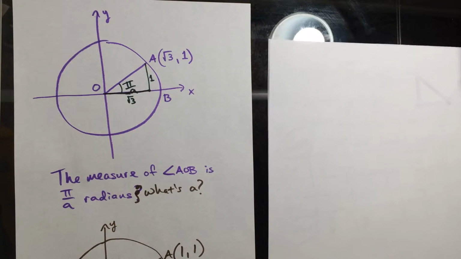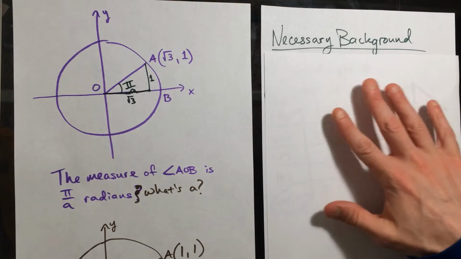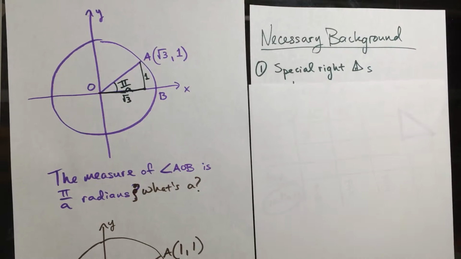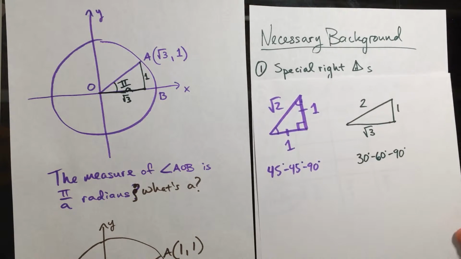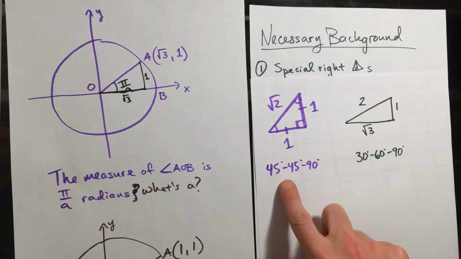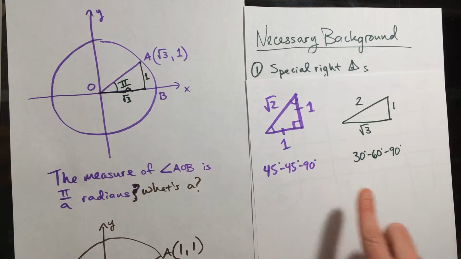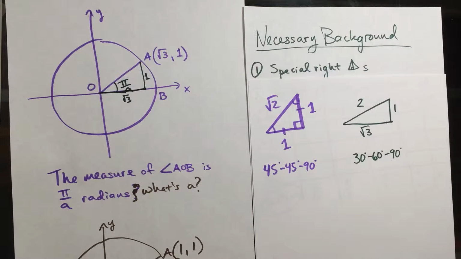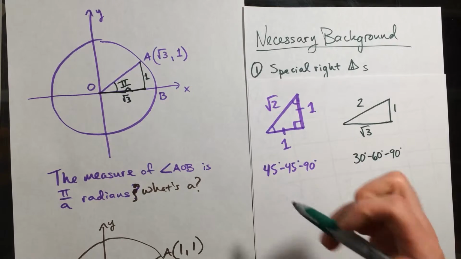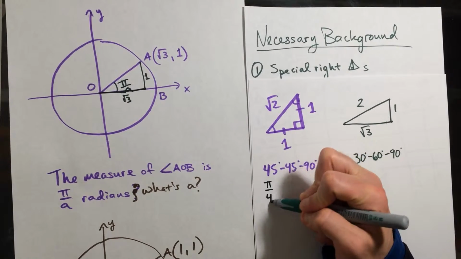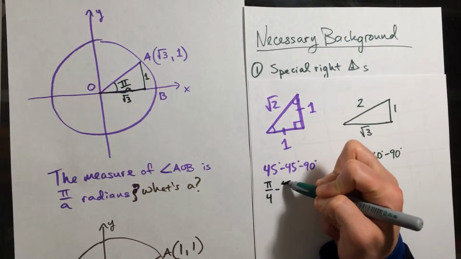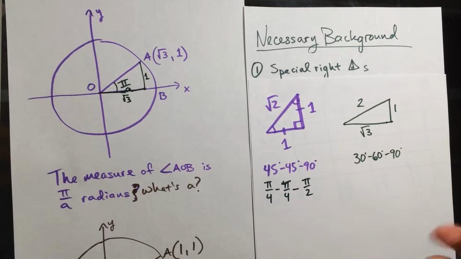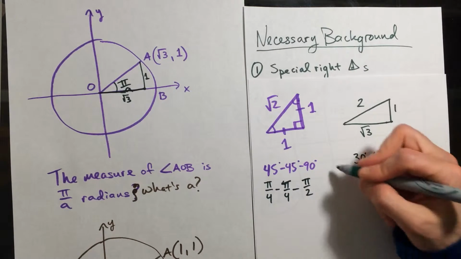So to solve a problem like this on the SAT, we need to know the necessary background information, and it is right here. Our first thing we need to know is our special right triangles. Here's a few of them. The two that we need to know are the 45-45-90 degree triangle and the 30-60-90 degree triangle. But wait, we need to know these in radians as well. So this is really pi over 4, pi over 4, pi over 2 triangle, right? We have to think about this also in radians, if that makes sense.